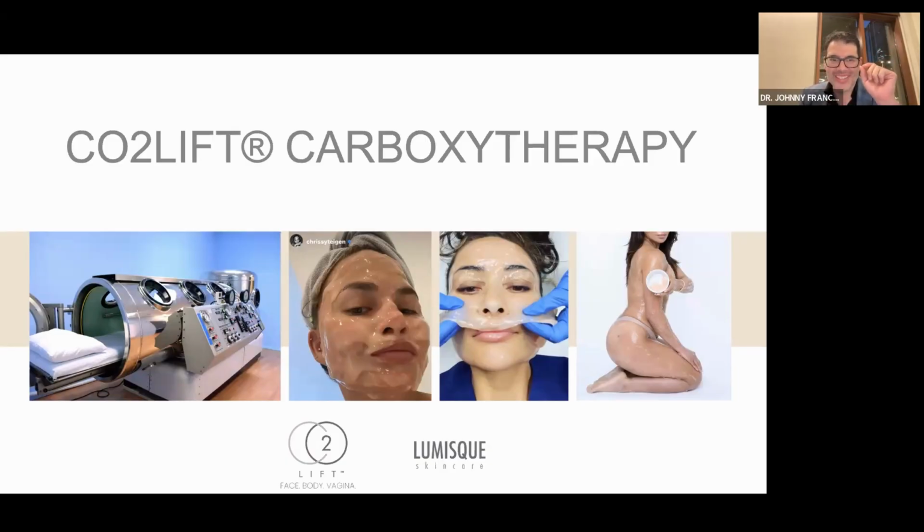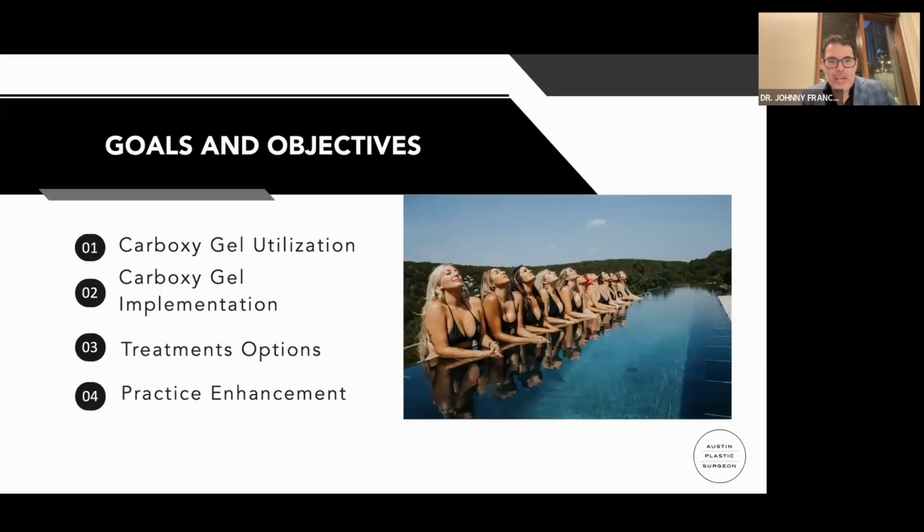Technology has definitely evolved a lot. I'm not even sure that's really a hyperbaric chamber anymore. If you see some of the new ones now, it's actually pretty cool, but we'll get into this. The goals for tonight are a couple of things. I'm going to talk about how we've utilized the carboxy gel in our practice and how we've implemented it. Like many people just getting started with it, we dipped our toes in the water and then escalated from there. I'll talk about the treatment options we've evolved into, which keep growing in our practice, and what I think it did to enhance our practice. I think we're really only scratching the surface of what we do with it.